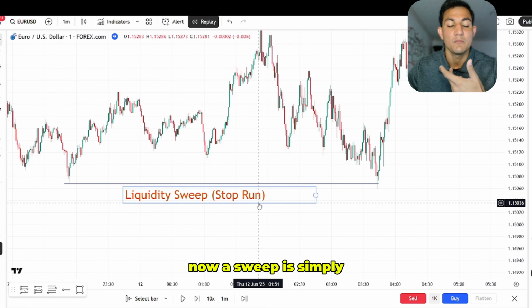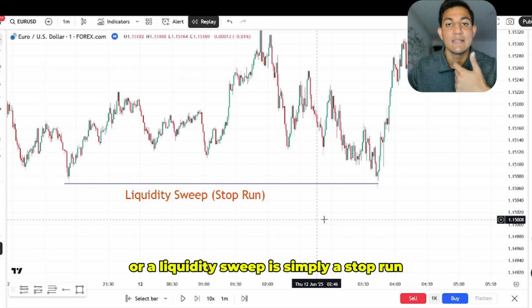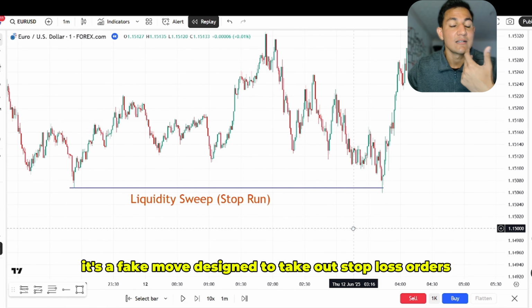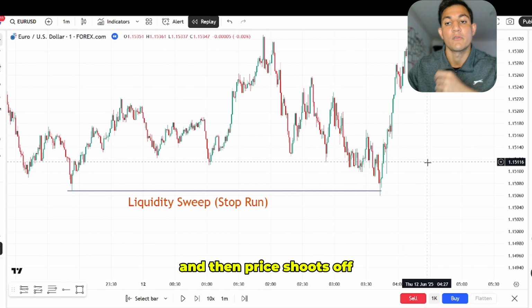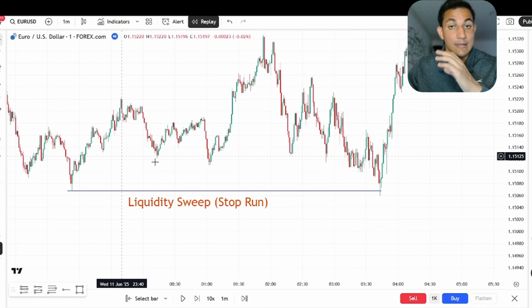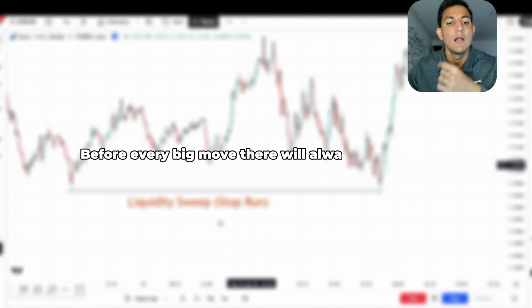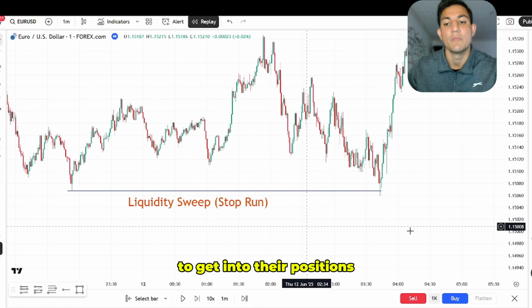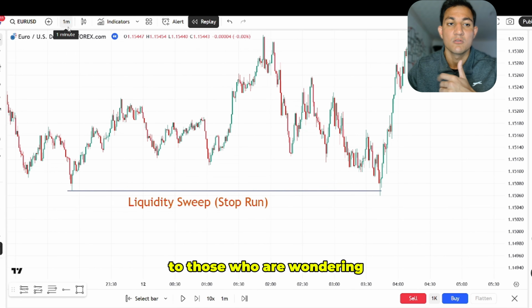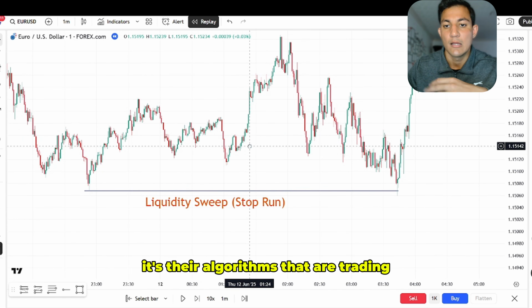Now, a liquidity sweep is simply a stop run. It's a fake move designed to take out stop loss orders, so smart money can get into their position and then price shoots off. And before every big move, and this is something for your notes, there will always be a stop run, right? Designed to allow smart money to get into their positions. And on a lower time frame, for those who are wondering, it's their algorithms that are trading like this.